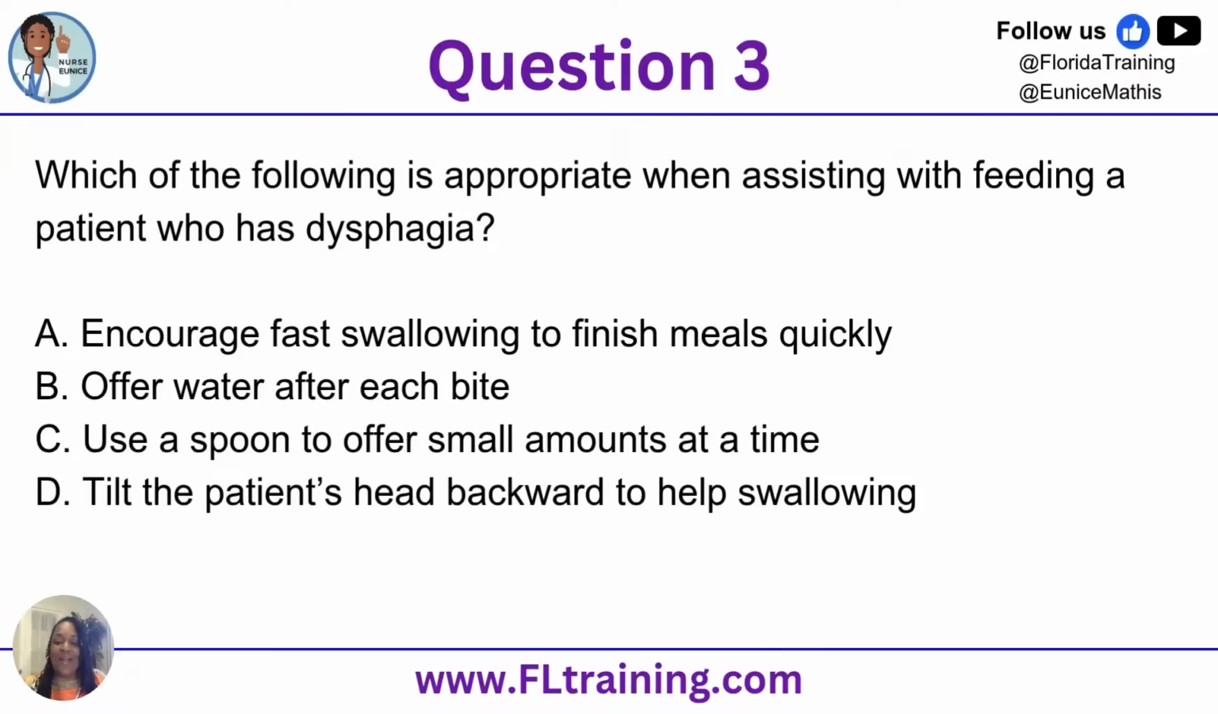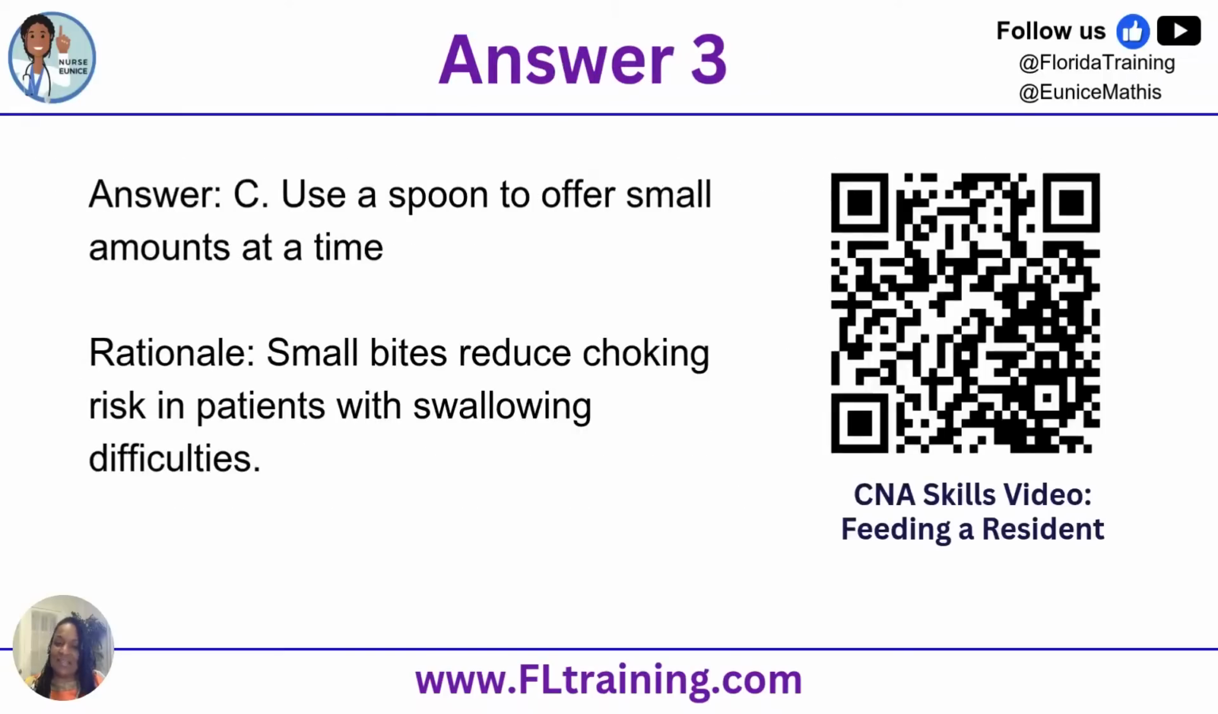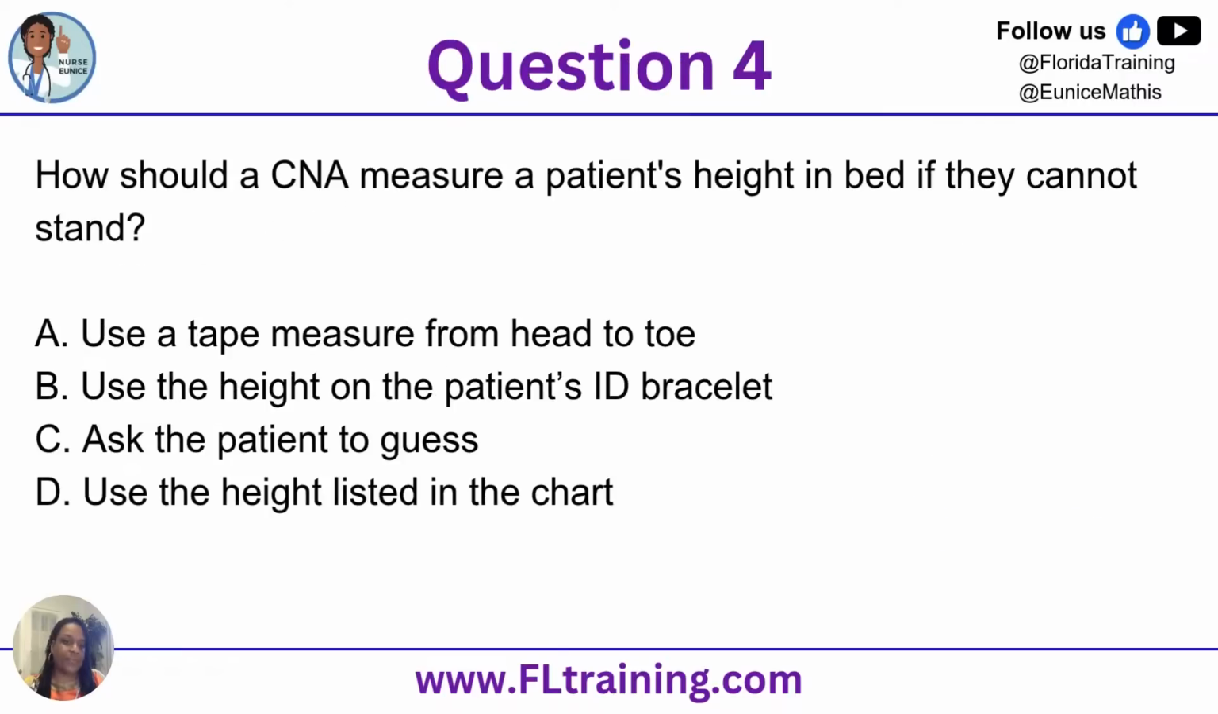All right. And so for question 3, the answer is C. You're going to use a spoon to offer small amounts at a time because small bites reduce choking risk in patients with swallowing difficulty. And we usually don't have them tilt their head back. We have them do chin to chest, so their chin or their neck would actually be forward, not backwards. And we have a video on that skill also.